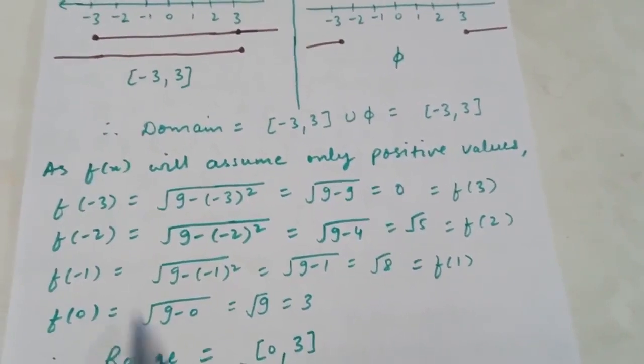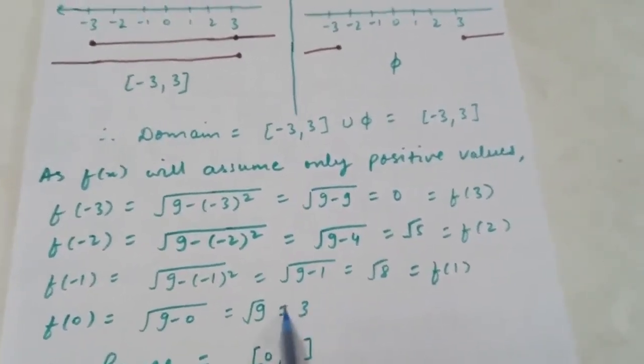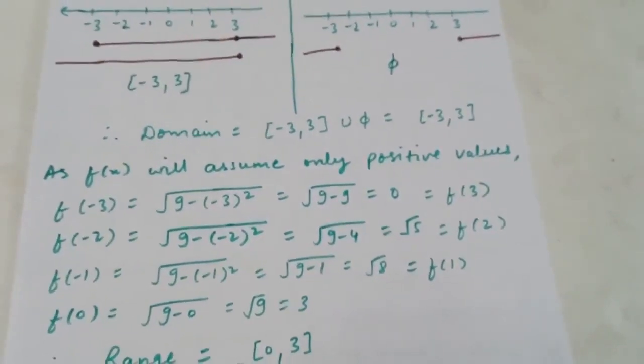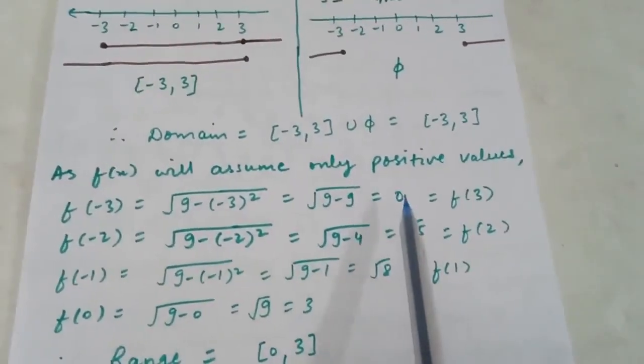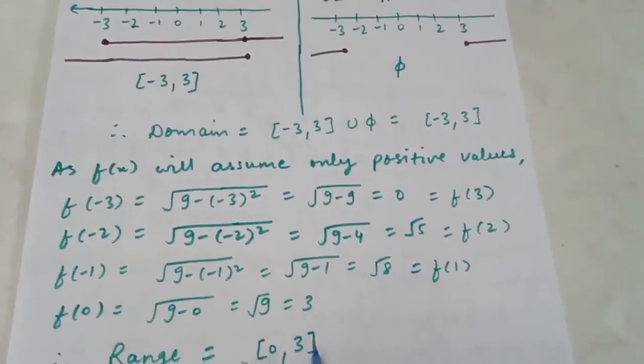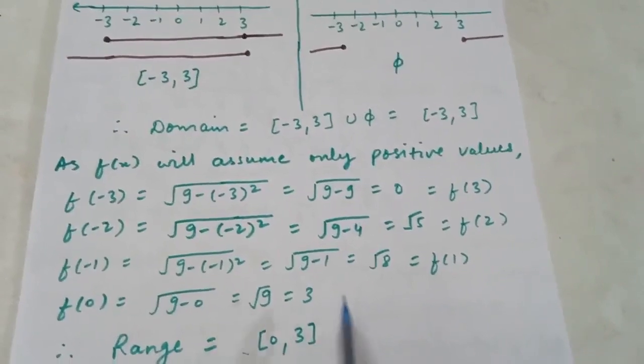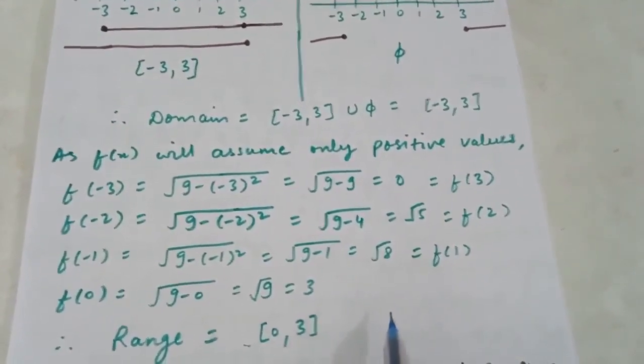At f0, the value of fx is 3. So 3 is the highest value which fx will assume, and 0 is the lowest value which fx will assume. So range will be from 0 to 3. Clear? I will suggest you to revise all the examples once again.